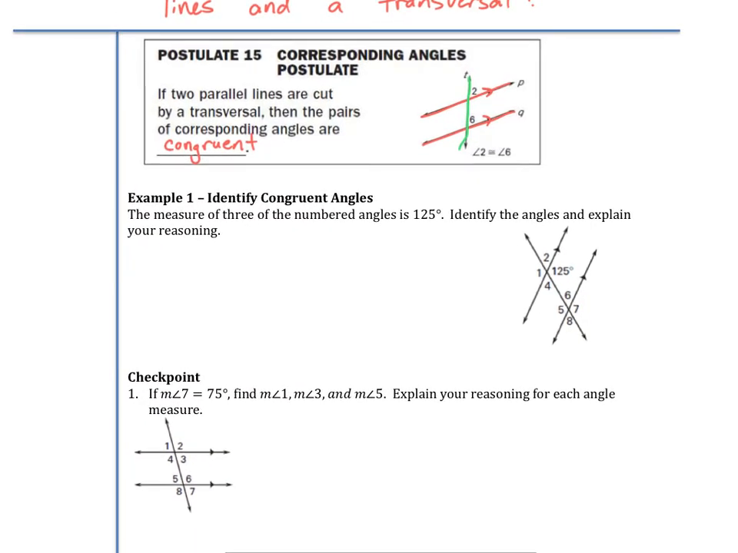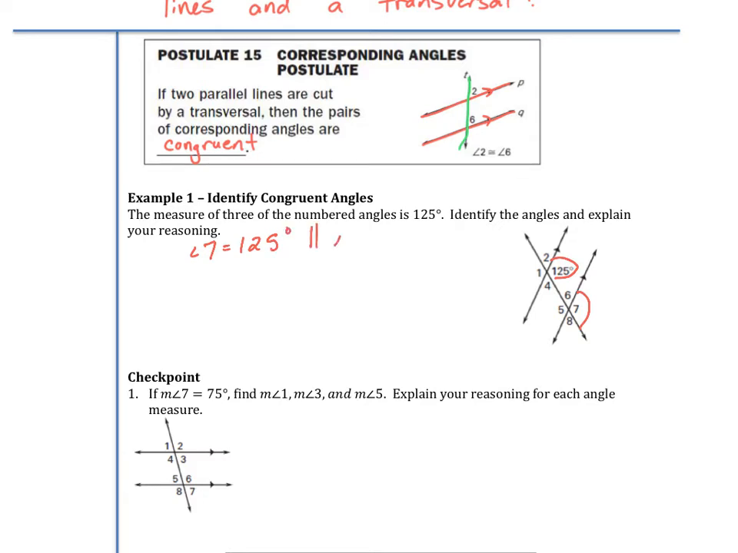Well, if we know we have parallel lines here, the measure of 3 of the numbered angles is 125. Identify the angles and explain your reasoning. Okay, so if this angle is 125 right here, based on postulate 15, the corresponding angle, the one that's below and to the right, angle 7, would equal 125 degrees as well, because corresponding angles are congruent.